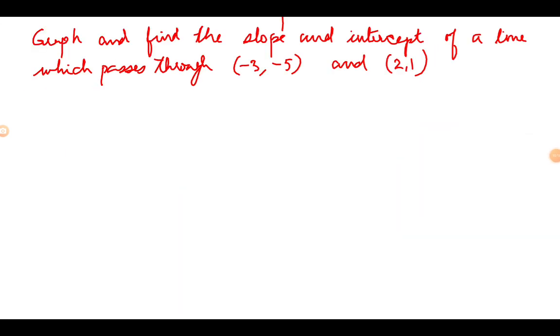Now let's have a look at another type of question. It reads like this: graph and find the slope and intercept of a line which passes through (-3, -5) and (2, 1). In this case, you should remember that to plot a straight line function, you need a minimum of 2 points, coordinates of 2 points, and those 2 points are already given to us. So graphing it should be quite simple. But how do you find the slope and intercept? Let's have a look.